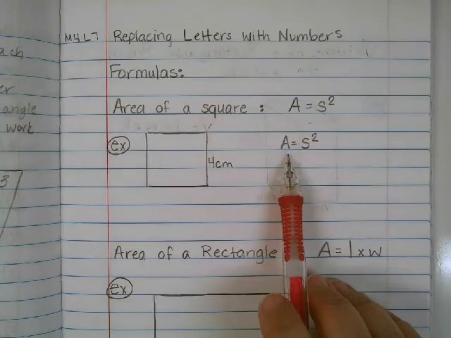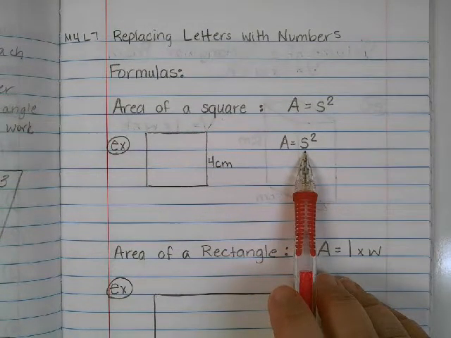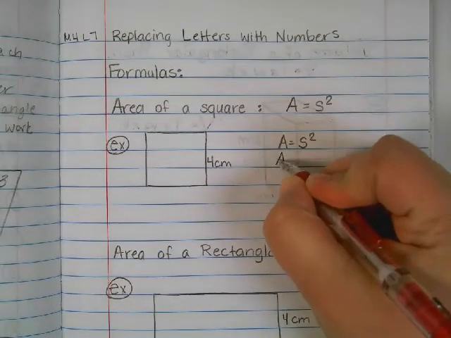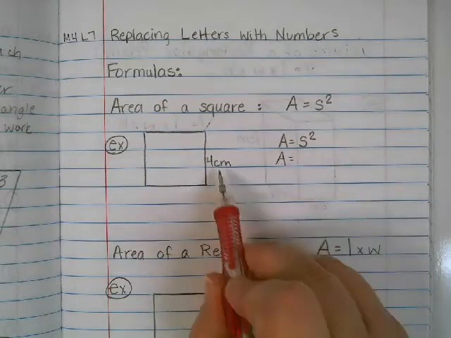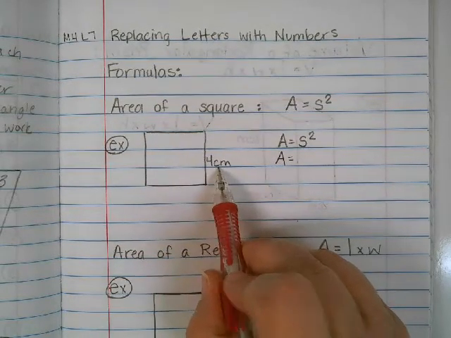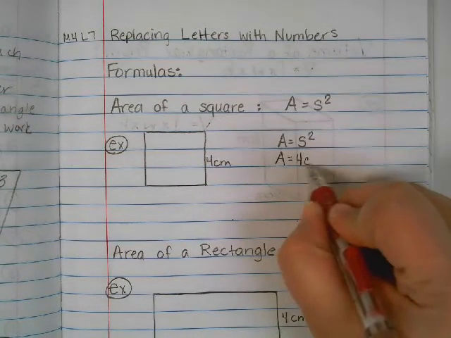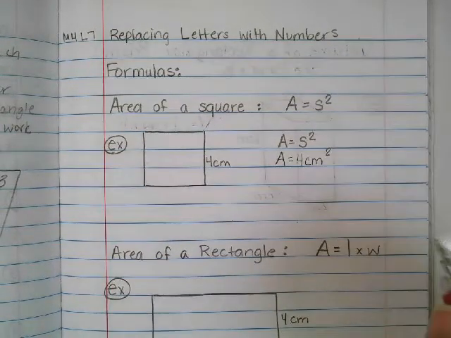So the first thing we want to do is write out our formula. So A equals S squared. Then I'm going to continue with A. A stands for area, equals, and this time instead of writing S, I'm going to write down the size of that side, which is 4 centimeters. And then I have to remember to add in my superscript 2.